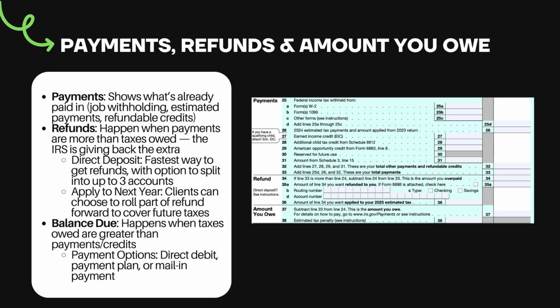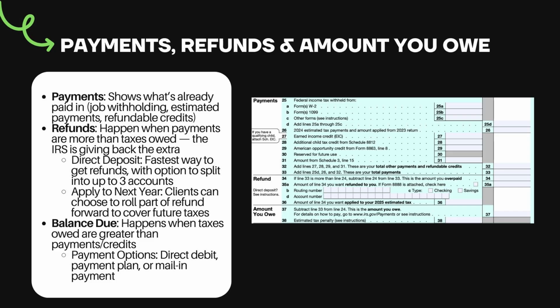This section of the 1040 is where everything comes together. We've gone through income, deductions, taxes, and credits. Now it's time to see the final outcome. First, we have payments. This includes any federal income tax that was already withheld from paychecks, reported on W-2s or 1099s. It also includes any estimated payments the client sent in during the year, plus refundable credits like the Earned Income Credit or the Additional Child Tax Credit. Think of this as the money already in column.